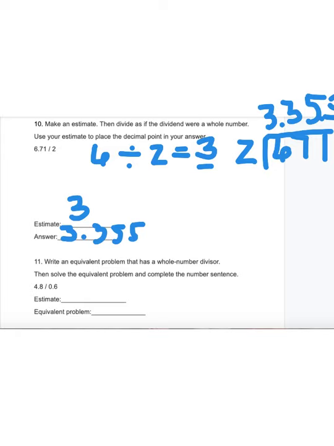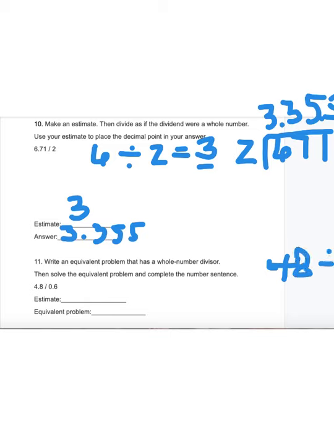Okay, now moving on to number 11, I'm going to write an equivalent problem that has a whole number divisor, then solve the equivalent problem and complete the number sentence. So our problem is 4.8 divided by 0.6. So I'm going to make my equivalent problem. I'm going to multiply each of those numbers right there times 10. So 4.8 times 10 is going to be 48.